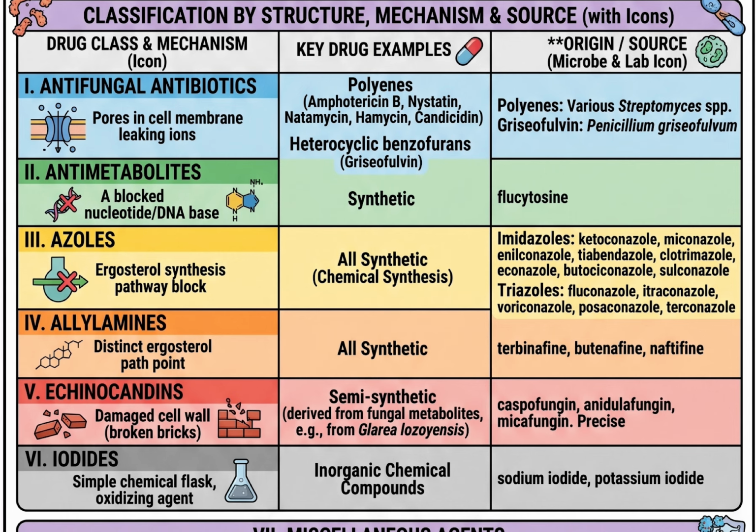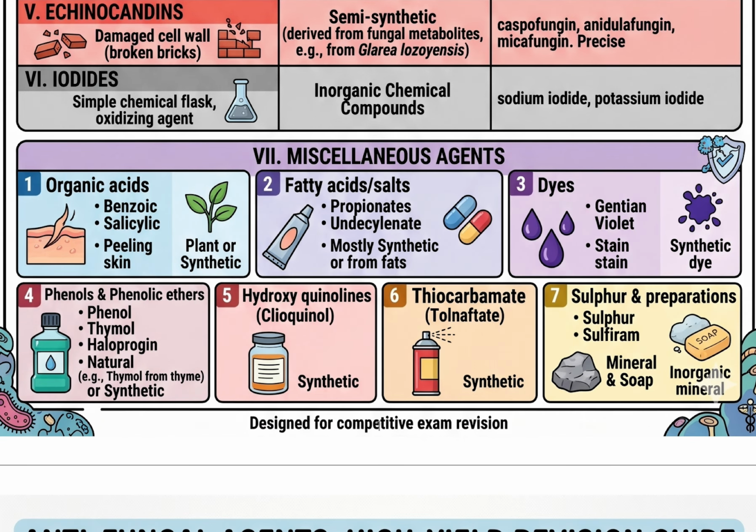Fifth category is echinocandins like caspofungin, anidulafungin, micafungin. Sixth category is iodides like sodium iodide, potassium iodide. They are inorganic compounds. Many miscellaneous agents may also be used as antifungal agents, like organic acids, fatty acids, dyes like gentian violet, and sulfur preparations like onion and garlic, which are also used as antifungal agents in Ayurveda.